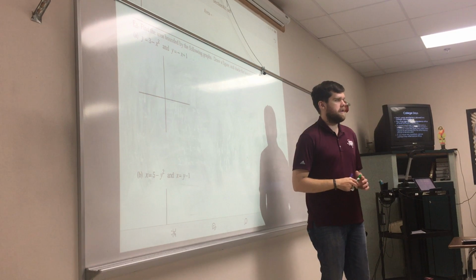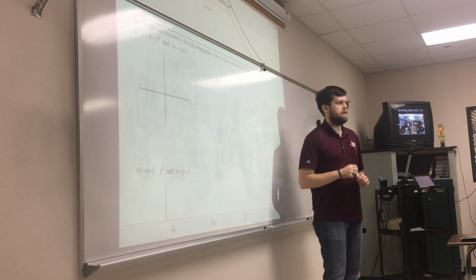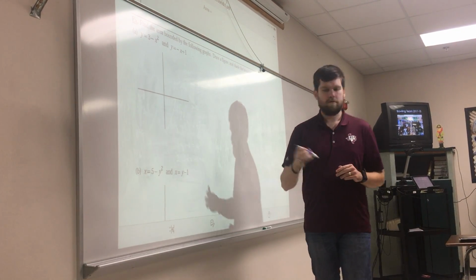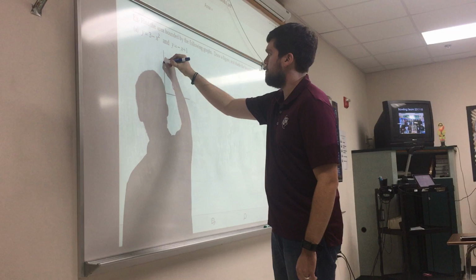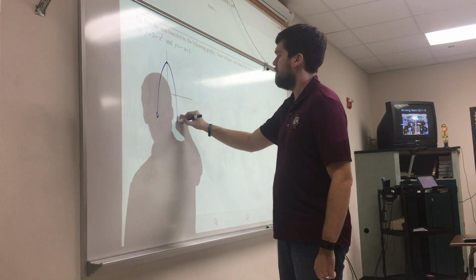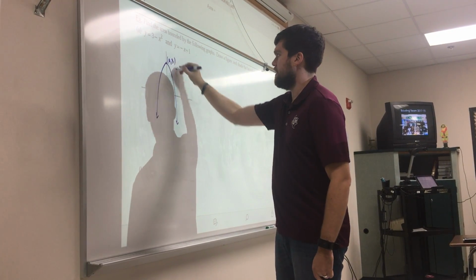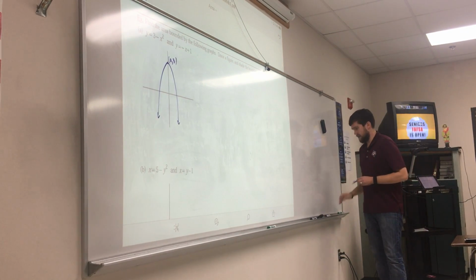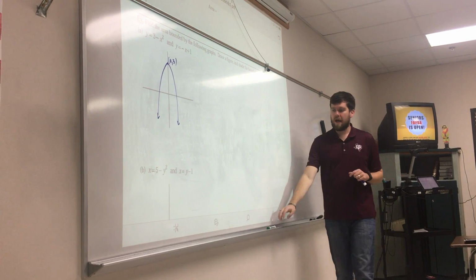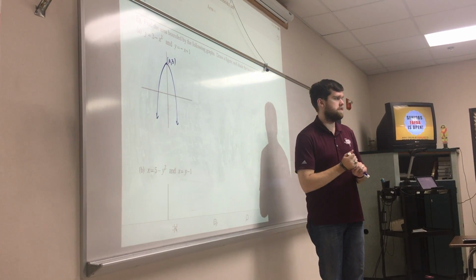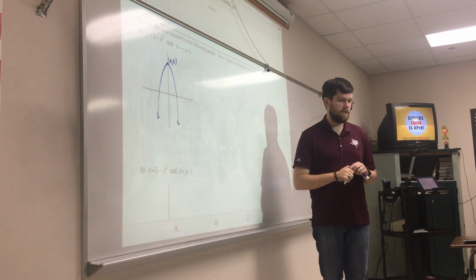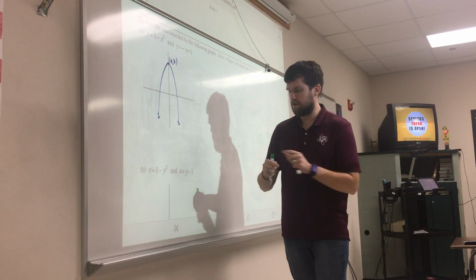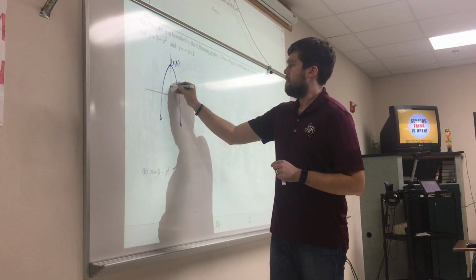So y equals 3 minus x squared. What does that look like? Upside down parabola moved up 3. So this is the point 0, 3. Okay, and then we have another function, y equals negative x plus 1. And what sort of a function is that? It's a line with a negative slope that's moved up 1, right? So it's going to look something like this.